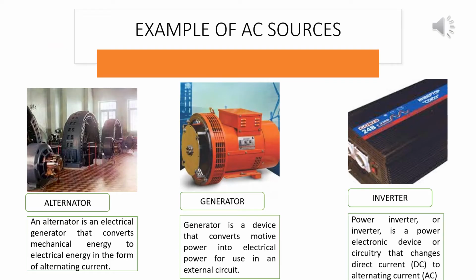Here are some examples of AC sources: the alternator, the generator, and the inverter. The alternator is an electric generator that converts mechanical energy to electrical energy in the form of alternating current, while a generator is a device that converts motive power into electrical power for use in an external circuit. Last is the power inverter, or inverter, a power electronic device or circuit that changes direct current to alternating current.